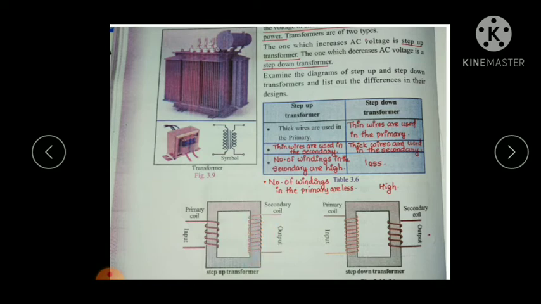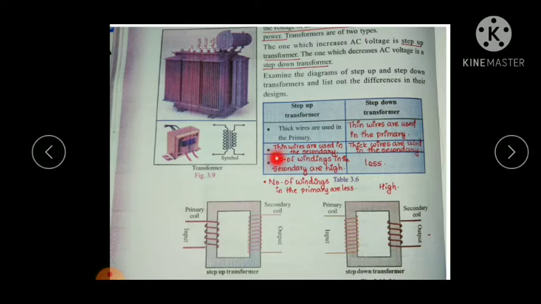Now let us see what the differences are. Thick wires are used in the primary. So in a step up transformer, thick wires are used in the primary coil, while in a step down transformer, thick wires are used in the secondary coil. Here in the primary, thin wires are used. Then thin wires are used in the secondary. In the case of a step up transformer, thin wires are used in the secondary. Then thick wires are used in the secondary, here in the step down transformer.